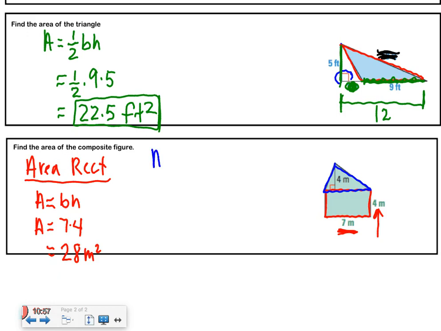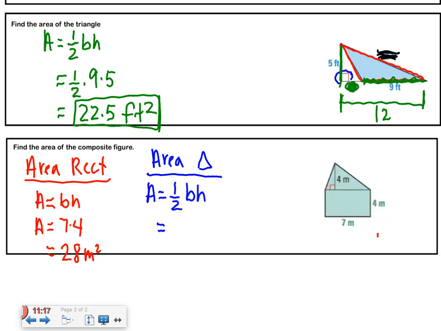Now find the area of the triangle. Again, our formula, area equals half base times height. So let's figure out what our base and height are. So think, here's my right angle. Well, I know I have a height of 4. And here's my right angle, but what's this length right here? What's the 4 making the right angle with? Well, it's 7. So our base is 7 and we have a height of 4.